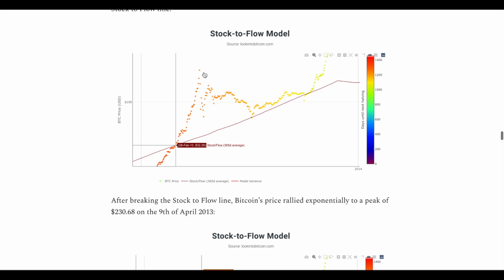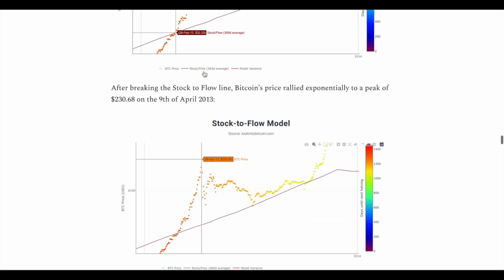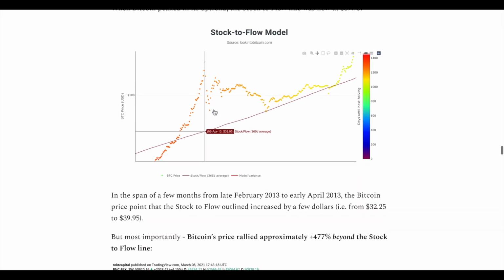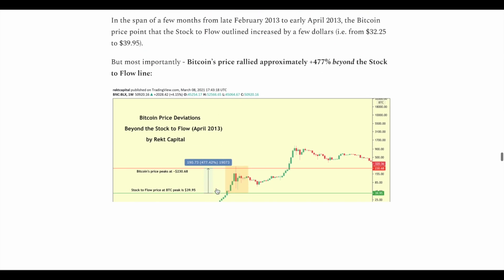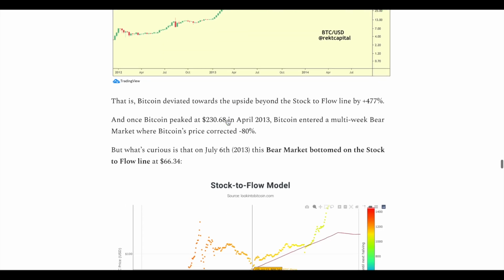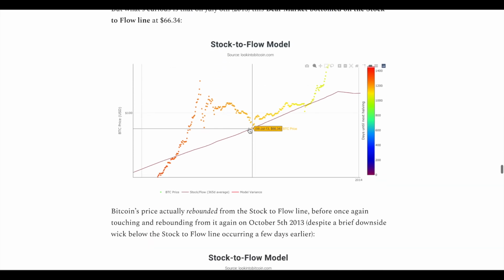This being the first post-halving upside deviation, and I just measure this just to showcase where we are at, what the difference is. Essentially speaking, from breaching the $39 region and reaching the $230 region, that was a rally, an upside deviation of 477%. Let's look at the second post-halving deviation, because that comes after a successful retest of the stock to flow line as a support.